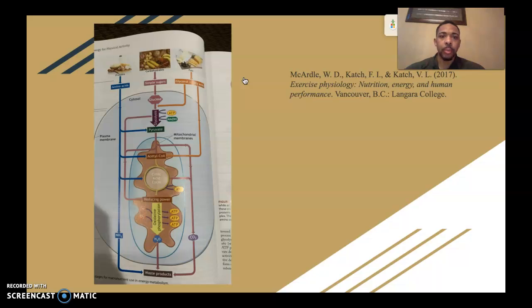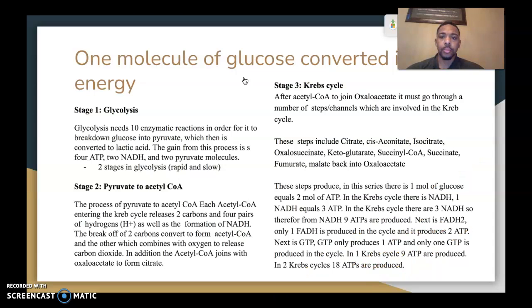This source is from our textbooks, Exercise Physiology, Nutrition, Energy, and Human Performance by McArdle et al., 2017. So to begin the process of the breakdown of glucose into ATP, it first goes through glycolysis. Glycolysis needs 10 enzymatic reactions in order for it to break down from glucose into pyruvate.